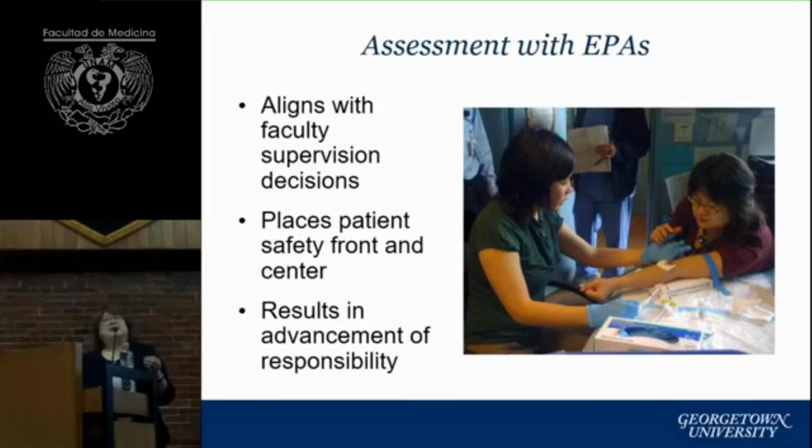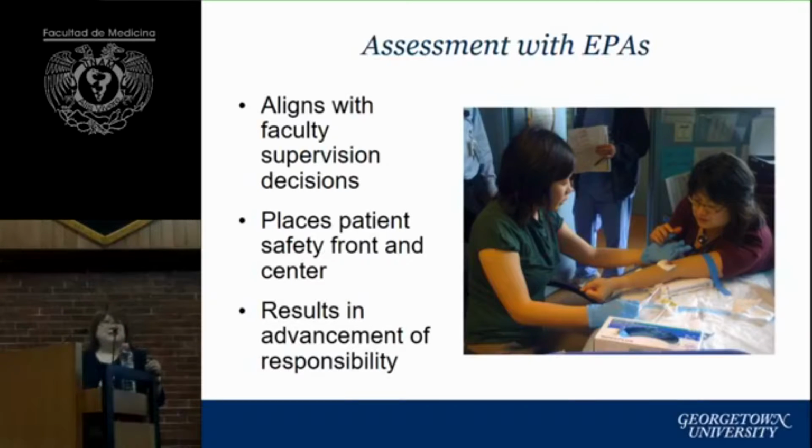The other thing is that it really places patient safety front and center, right? It's not just only about the student anymore. So often when we give grades or when we give a rating of 1 to 7, it's about the student, right? Am I a good student? Am I a bad student? But when we talk about entrustment, it's really about the patient. It's what can you safely do under what level of supervision? And again, clinicians think this way, right? When they're making choices in the clinic.